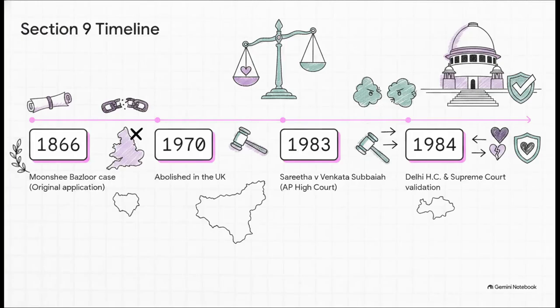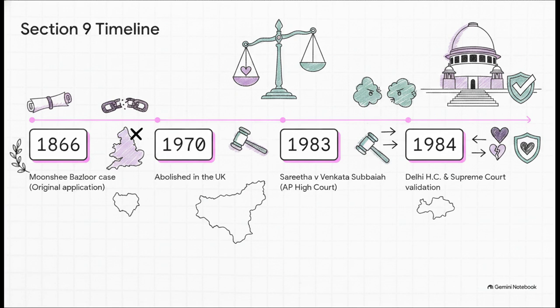That brings us to signpost 3, the constitutional case timeline. Let's trace this journey because it is a wild ride. This whole thing originally stems way back to an 1866 case, Munshi Bazlor versus Shamsu Nisa Begum. Fast forward about a century, and the remedy of restitution was actually abolished entirely in the UK in 1970. But India kept it, which sparked this massive, dramatic clash between high courts.